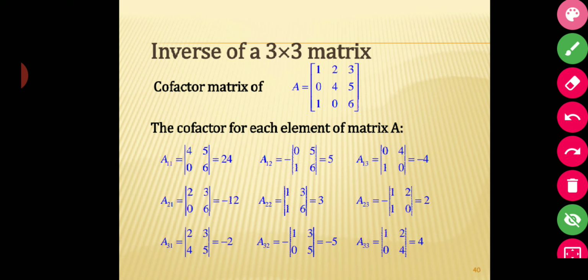Remember, if the sum of the row and column indices is even, then plus sign. If the sum is odd, then negative sign. Even, plus; odd, minus; even, plus; odd, minus; even, plus. Now for calculating the cofactor of a11, the a11 element is this. Cancel its row and column. The remaining determinant is written as 4 5 0 6, and after solving you get your cofactors.